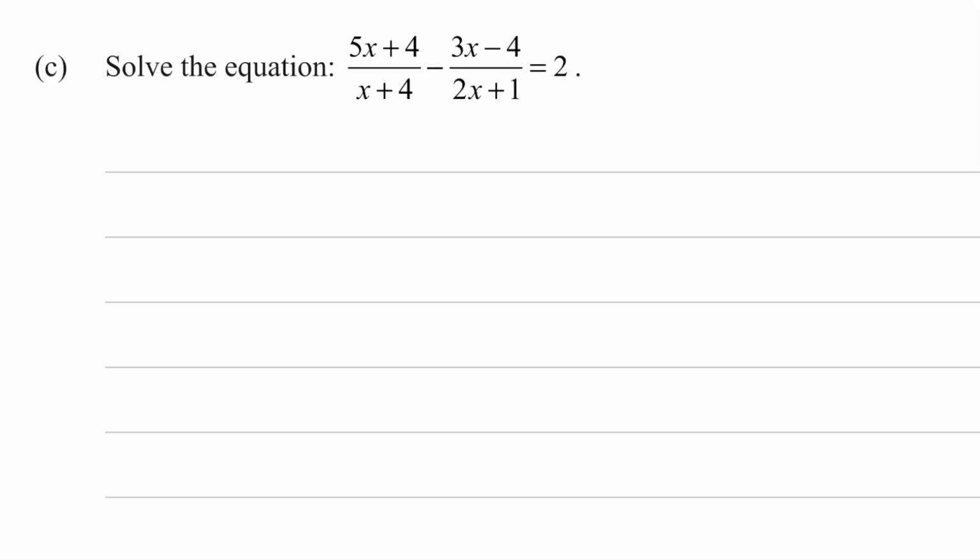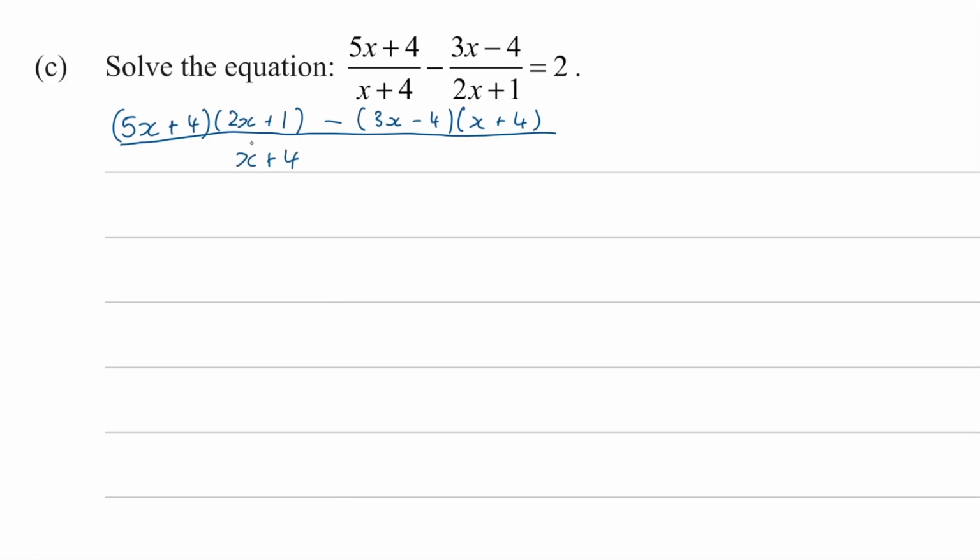So we have 5x plus 4 multiplied by the opposite denominator, 2x plus 1. And then we subtract 3x minus 4 multiplied by the opposite denominator, x plus 4. And this is all over the new denominator, which is x plus 4 times 2x plus 1. Don't forget, all of that equals 2.